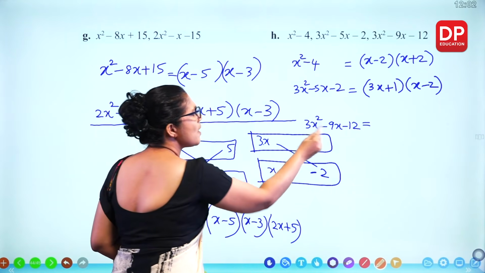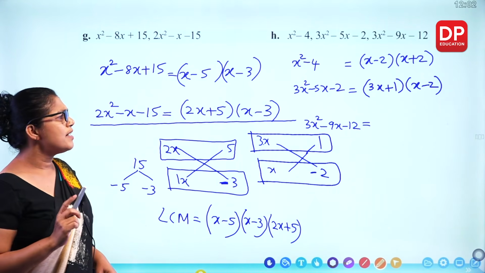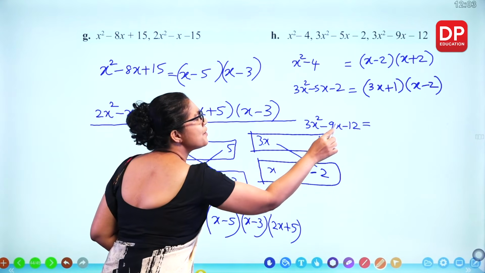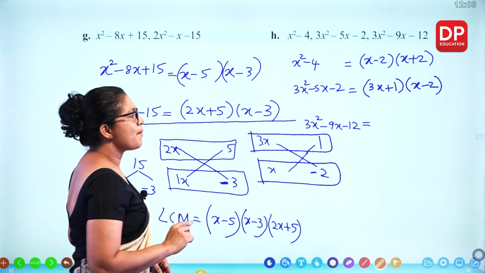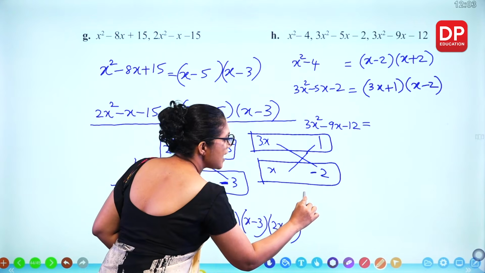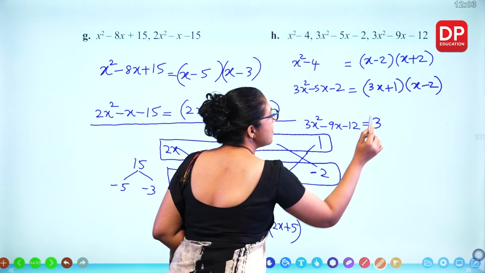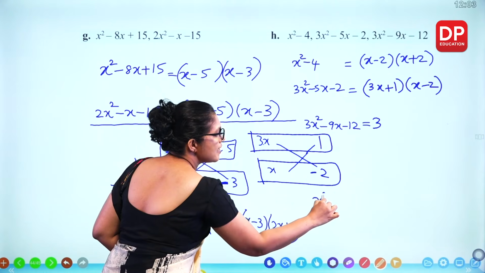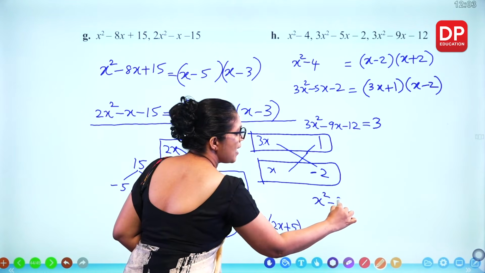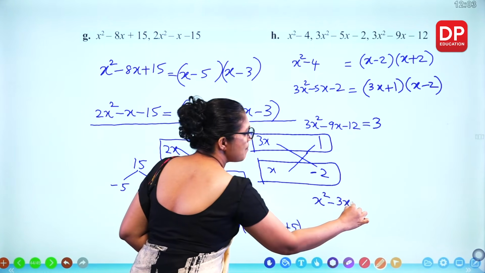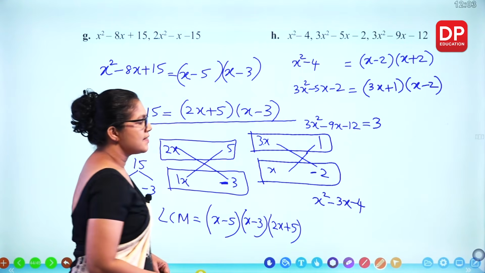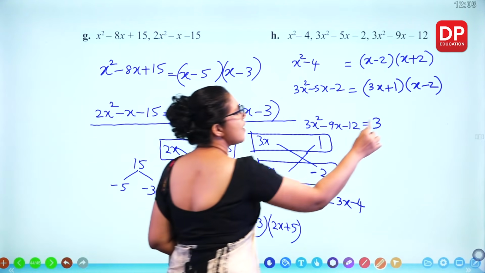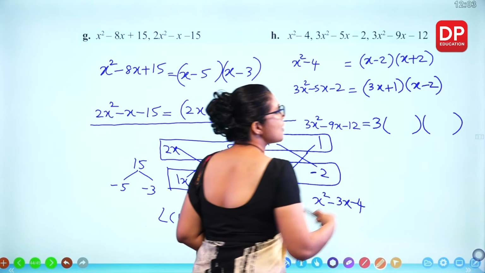Now look at this one. We don't need to use the cross method. Can you see 3 is common to all these three numbers? So I can just take 3 out and write down the other expression. When you divide by 3, what happens? You get x squared minus 3x minus 4. Now this is a normal quadratic expression, so you can write down the factors straight away.